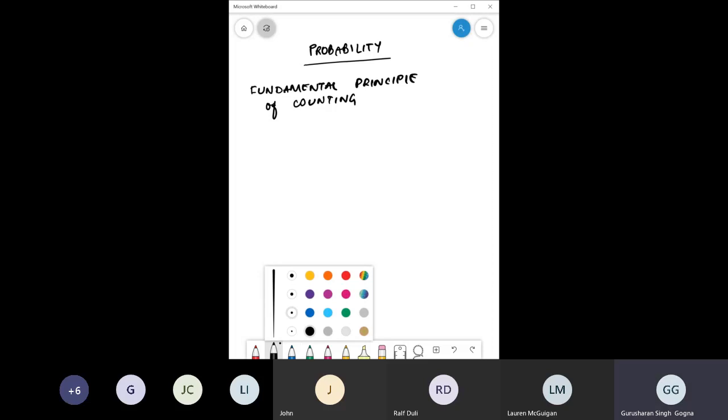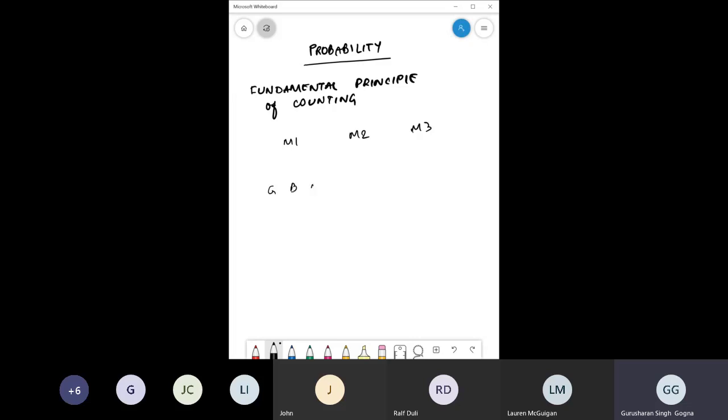If you want to buy a car and there are, let's say, 3 models available, model 1, model 2, model 3, okay? And for each model, you have 3 options for 3 different colors, let's say green, black, and red. So in how many different ways you can select your car? You can select model 1 with green color, model 1 with black color, model 1 with red color. Similarly here, you have 3 options for model 2 and 3 options for model 3, isn't it? So how many total options you have?